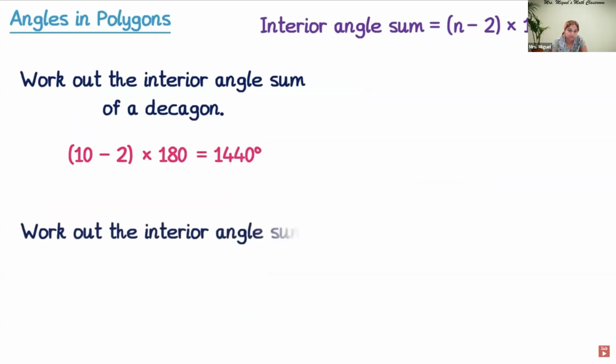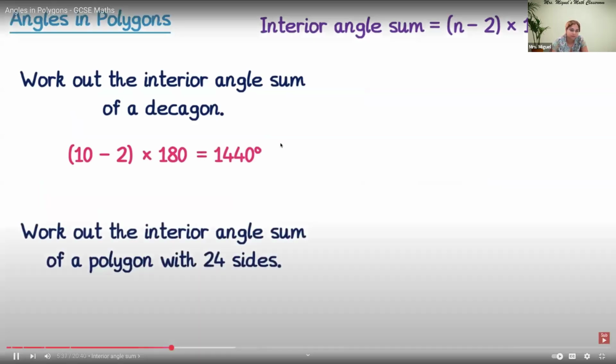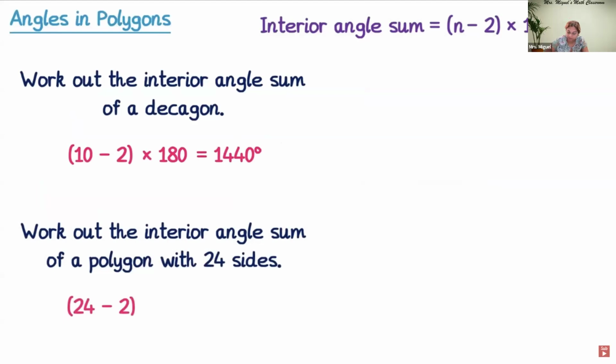Or we could work out the interior angle sum of a polygon with 24 sides. So all we do is replace the n in the formula with 24, so it's 24 subtract 2 multiplied by 180, and this gives you 3,960.